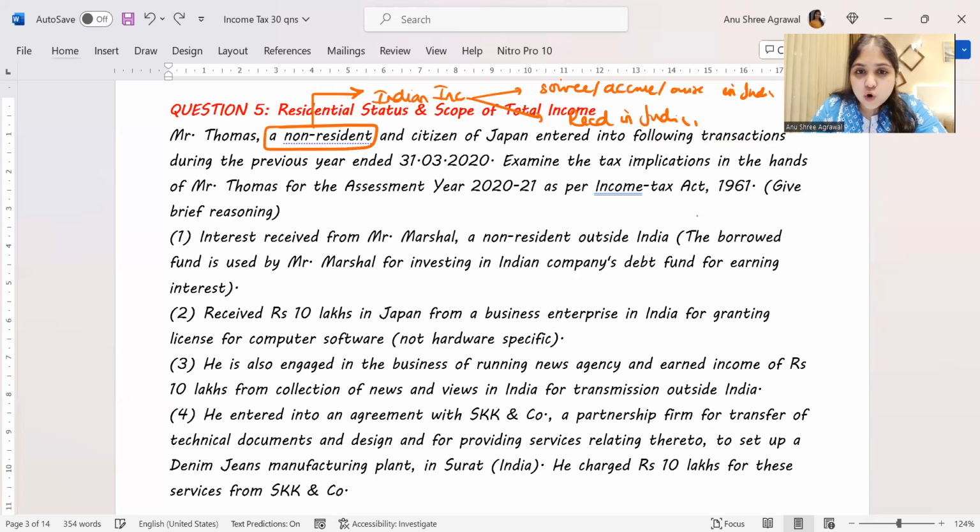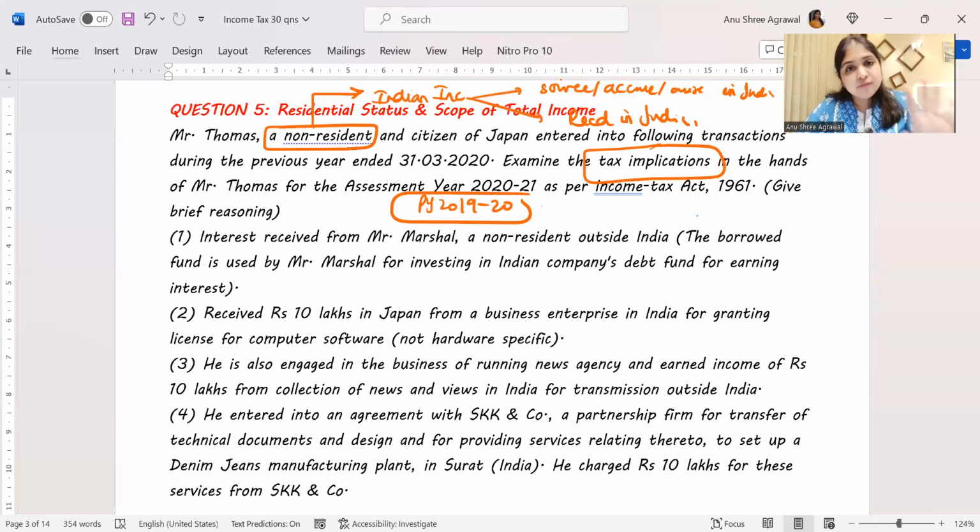He entered into the following transactions during the previous year ended 31st March 2020. So previous year 1920, this is our subject matter. Examine the tax implications in the hands of Mr. Thomas for assessment year 2021 as per Income Tax Act. They have given us 4 transactions, guys. We just have to examine tax implications, which means we just have to say whether taxable, whether not taxable.